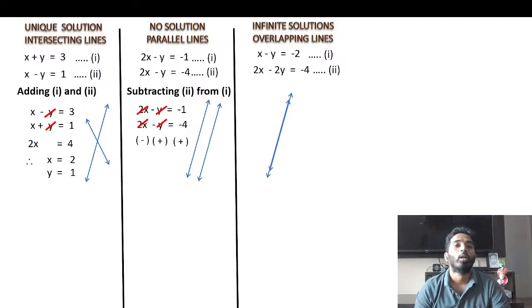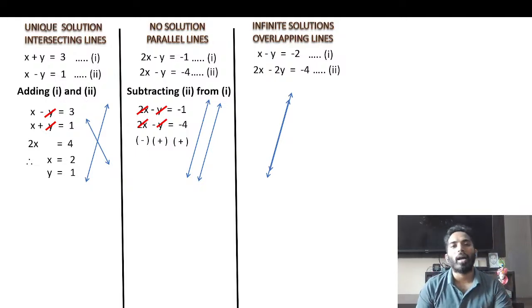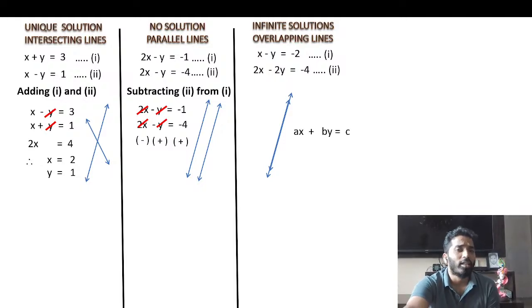Now, by either solving or by drawing the graph, we can identify whether it has a unique solution, no solution, or infinitely many solutions. Now, let us say even without solving, just by looking at the coefficients, how to identify them. We all know the standard form for the linear equation would be ax plus by is equal to c.